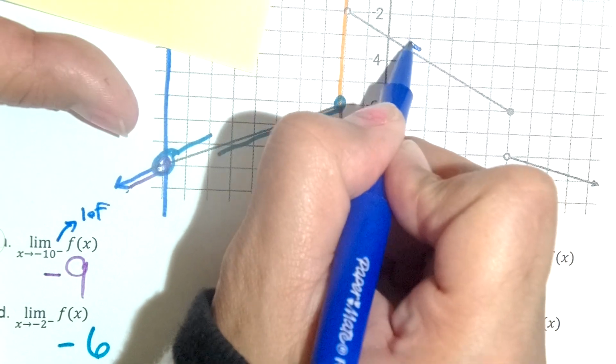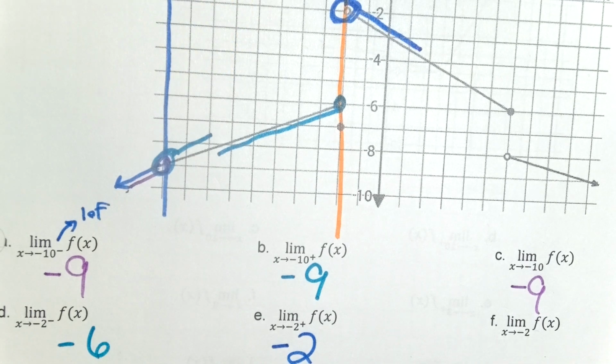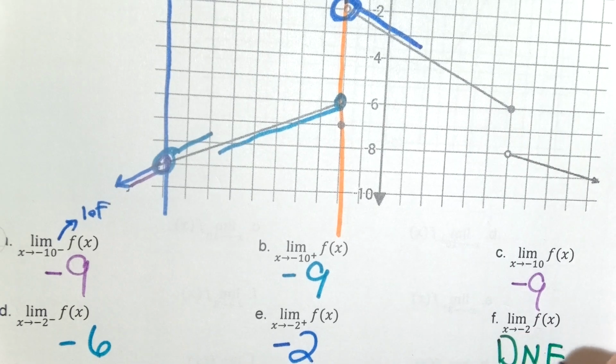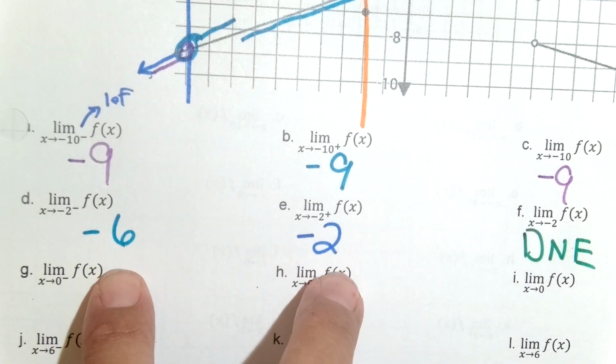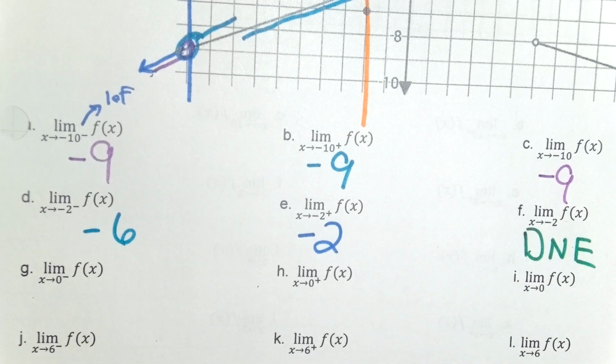Now, I'm going to go from my right side and circle that value. That value is negative 2. Do these two things equal? So, if they don't equal, what is this limit? Does not exist. So, do you see that now? These two things are not equal. So this does not exist. Questions? Did that answer your question? Okay.